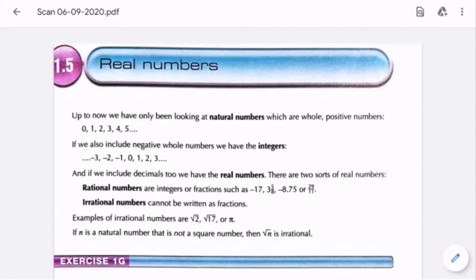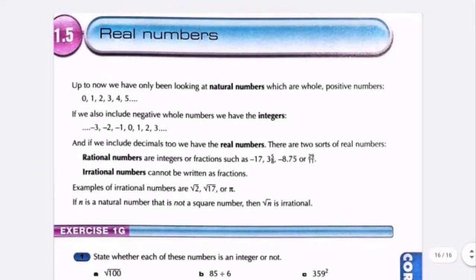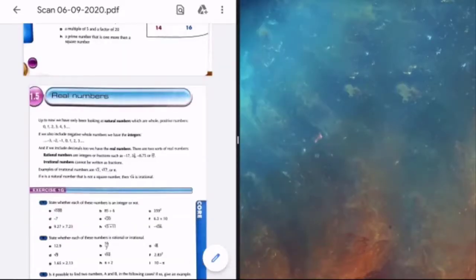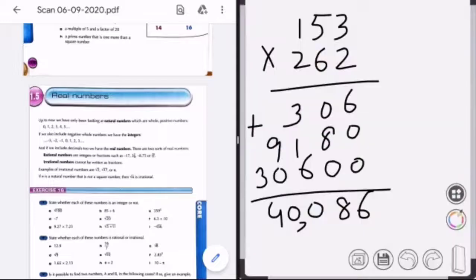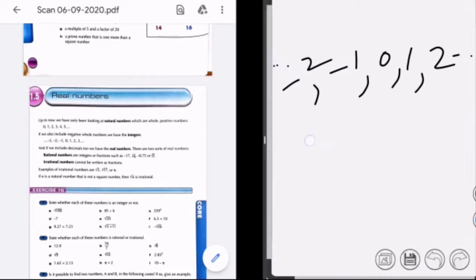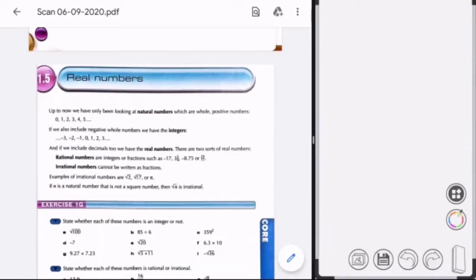Up to now, we have only been looking at the natural numbers, which are whole positive numbers: 0, 1, 2, 3. All these are natural numbers. If we also include negative whole numbers, we have the integers. So on one side it will be negative and on the other side positive. Let me explain it: 0, 1, 2, minus 1, minus 2. This goes to infinity on both sides. And if we include decimals too, we have the real numbers.